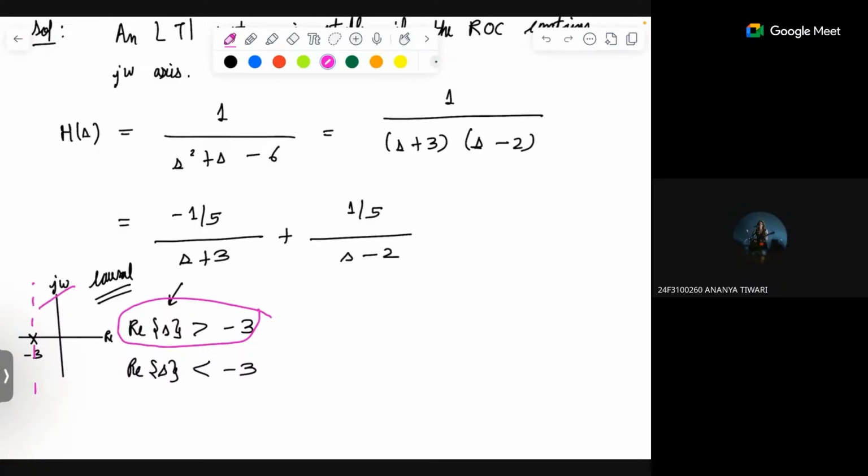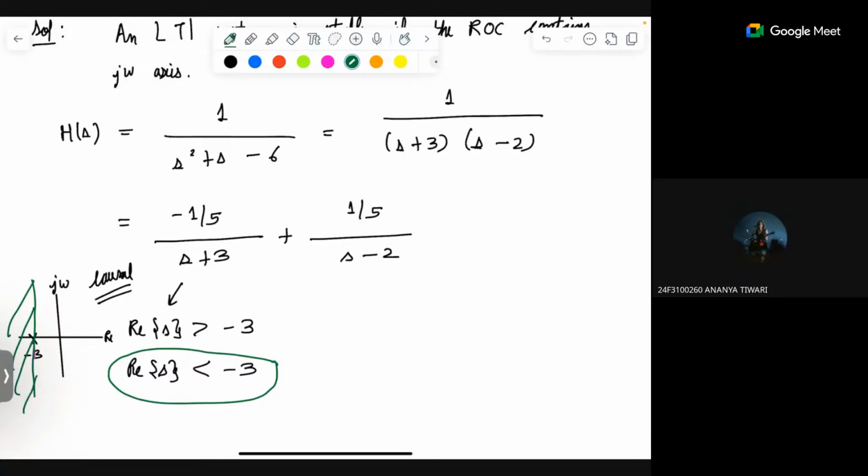But what happens if I take the first one to be non-causal? Then my ROC will be real of s less than minus 3, right? Yes, ma'am. If it is less than minus 3, then the j omega axis will never ever come in the ROC. So that means that the first one has to be causal. Is this clear? Yes, ma'am.